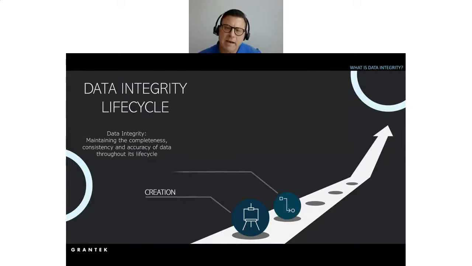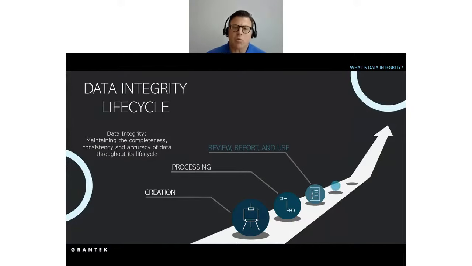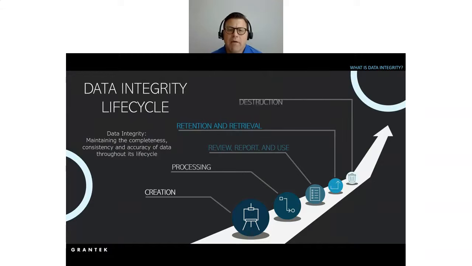So let's start with a basic definition of data integrity to make sure we're all on the same page. FDA guidance describes data integrity as maintaining the completeness, consistency, and accuracy of data throughout its life cycle, from creation to processing, which is turning that raw data into useful information, to review, report, and use, how we use this information to make decisions, to retention and retrieval, how we store the information for its entire retention period, and how we access it for follow-ups, reviews, or audits.